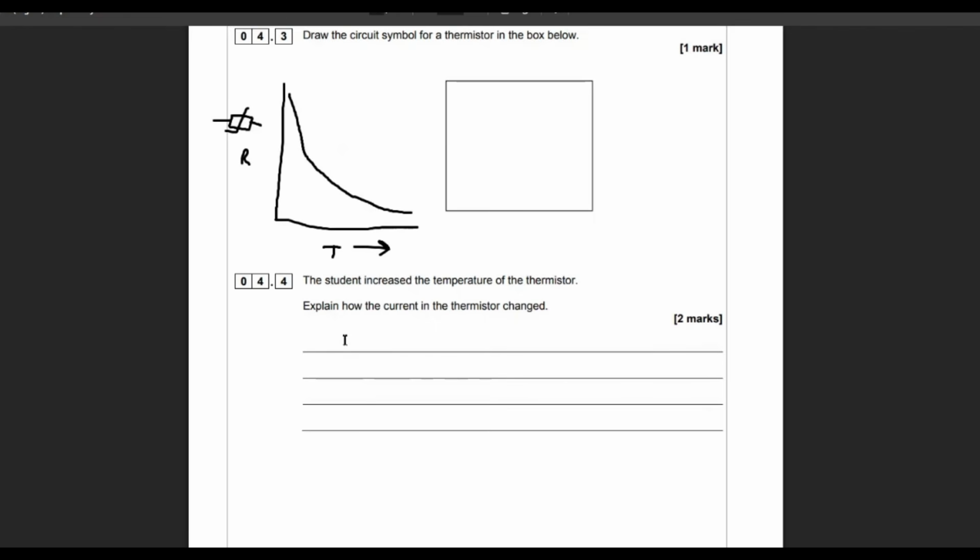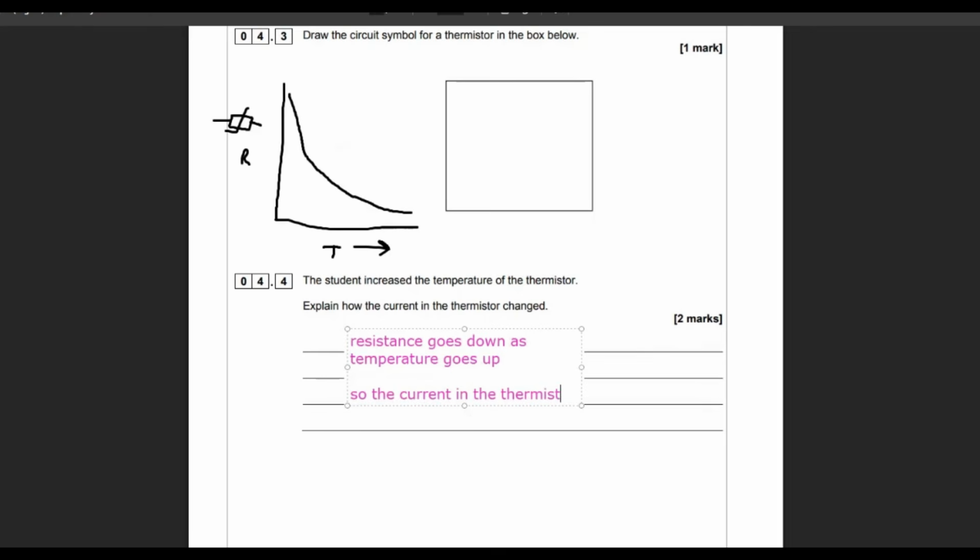So what we want to say is resistance goes down as temperature goes up. So the current in the thermistor increases. There we go. Current must increase because the resistance goes down.